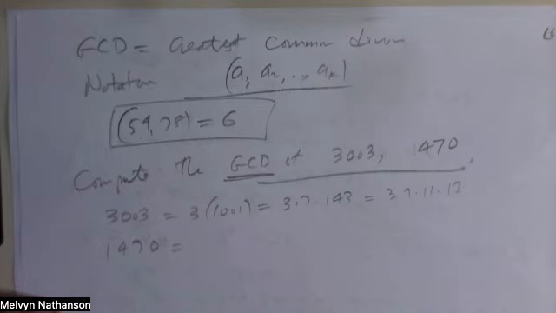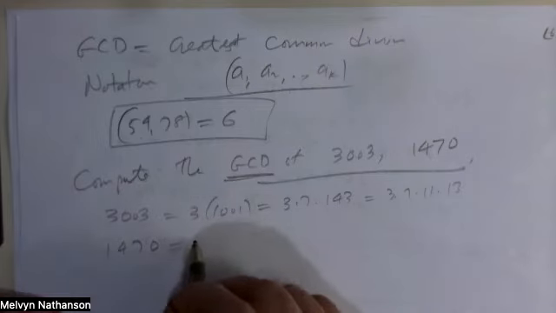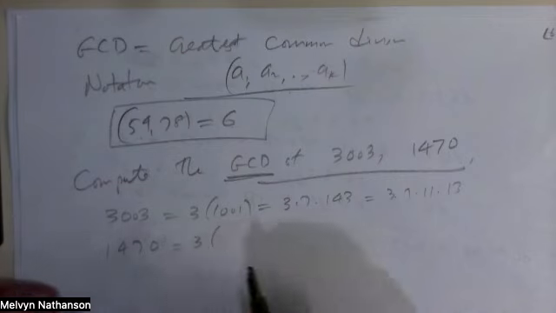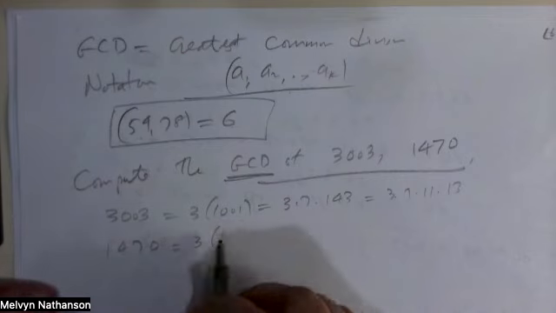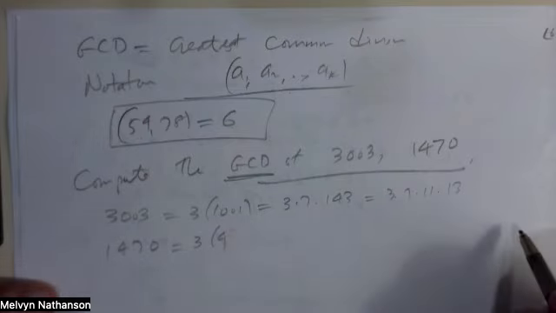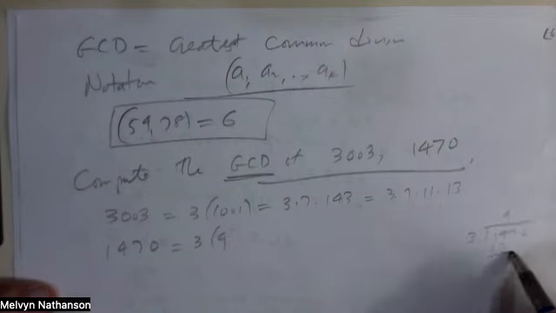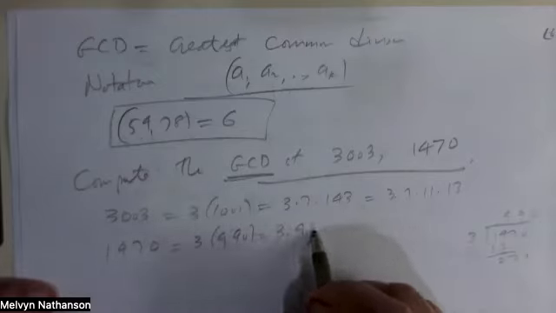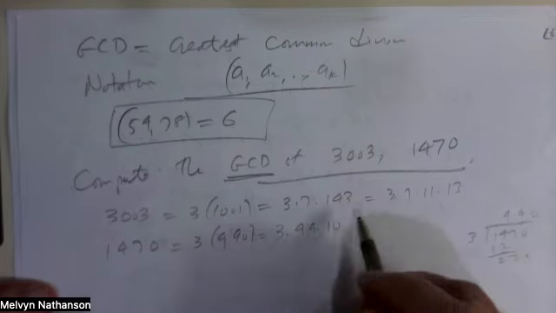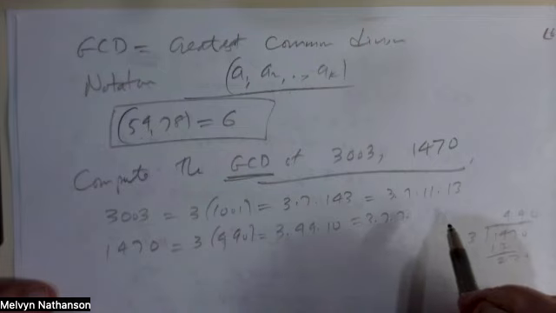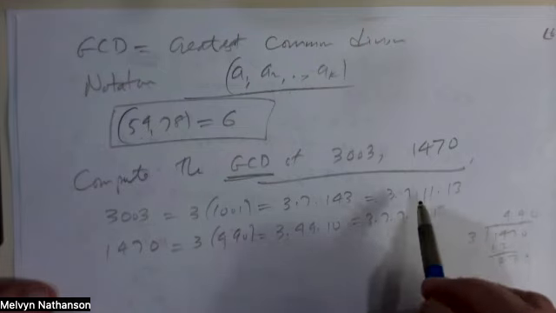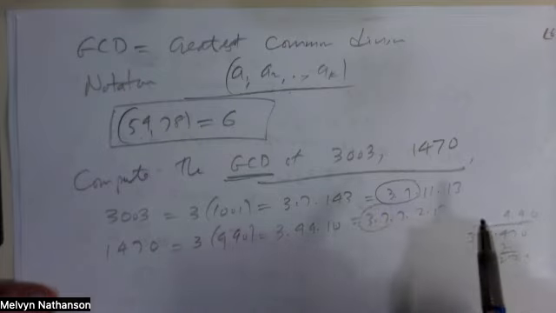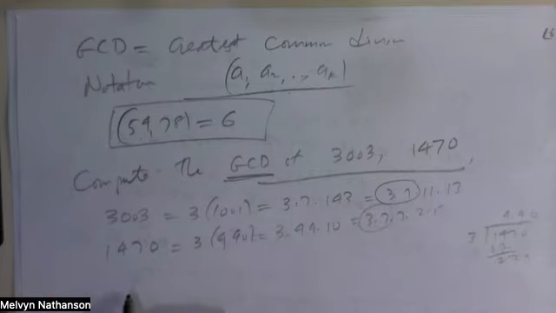Now 1470. You said correctly, this is divisible by 3. Let me just do it over here. 3 into 1470 goes 490. So that's 3 times 490, which is 3 times 49 times 10. And 49 is 7 times 7, and 10 is 2 times 5. So it looks like both of these numbers are divisible by 21, right?